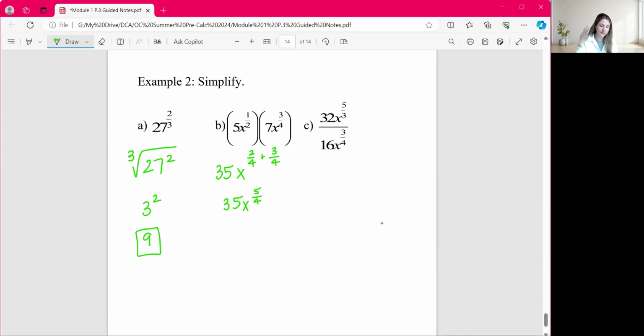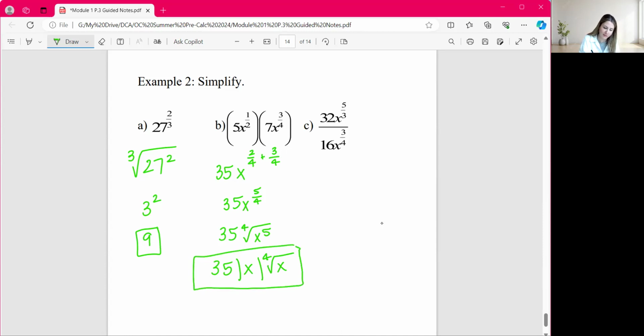And then if I can write this as a radical, I can do 35, the index is the denominator, 4th root of x to the 5th. And then notice I can take out, if it's a 4th root and I have x to the 5th, I can take out a whole x. So I'm going to have 35, the absolute value of x, because my index is even, times the 4th root of x. 1x is still left over.